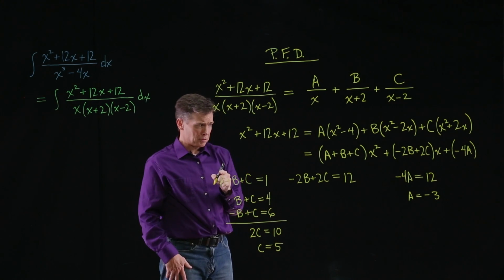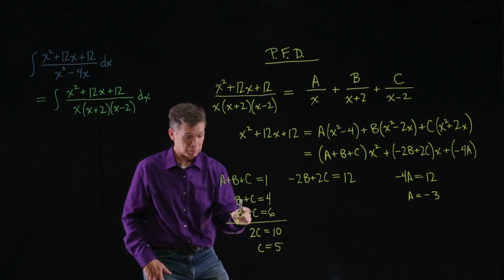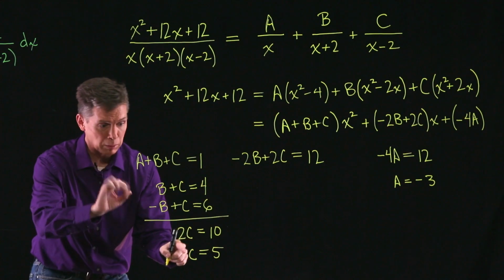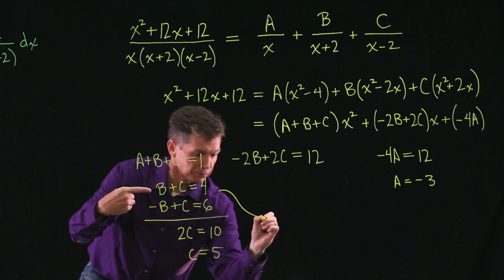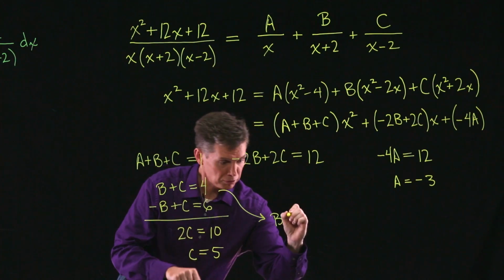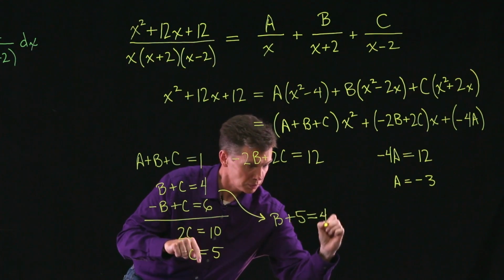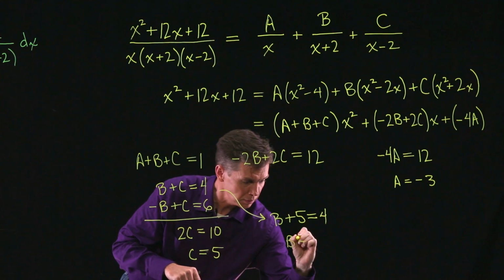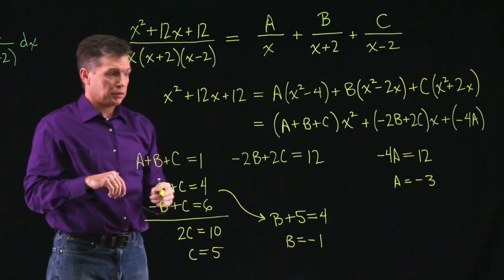Feeling pretty good. I got 2 of my values. And now in order to figure out b, I'll take my c. I can grab whatever equation's easiest. I think this one's pretty easy right here. b plus 5 equals 4. So b equals -1. All right.